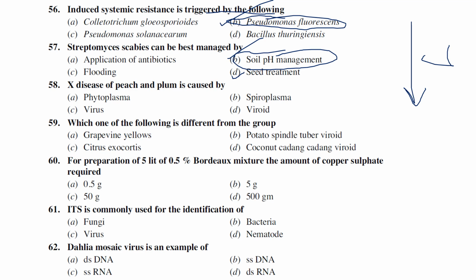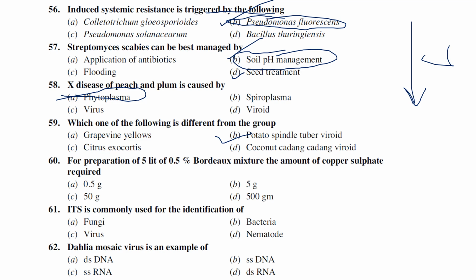X disease of peach and plum is caused by Phytoplasma, Spiroplasma, virus or viroid? It is caused by Phytoplasma. Which one of the following is different from the group? Grapevine yellows, potato spindle tuber viroid, citrus ixocotosis, coconut cadang-cadang viroid. So the answer is potato spindle tuber viroid, which is actually a different group from the given ones.